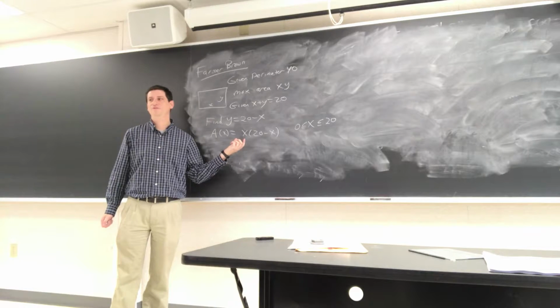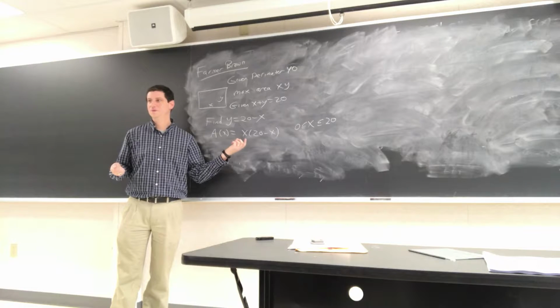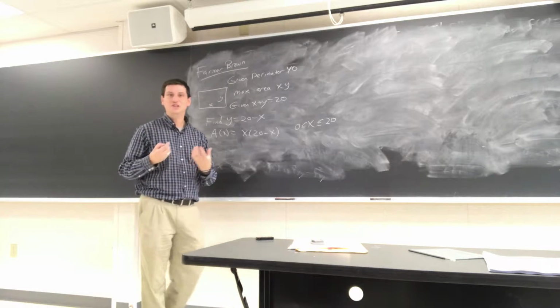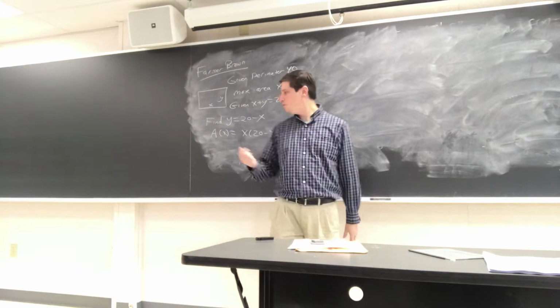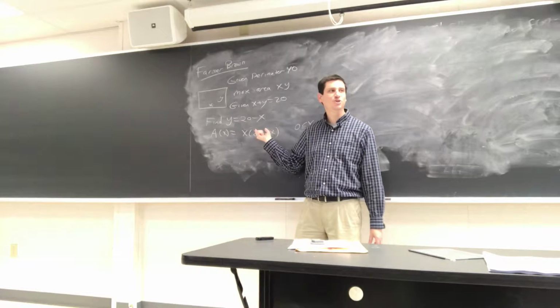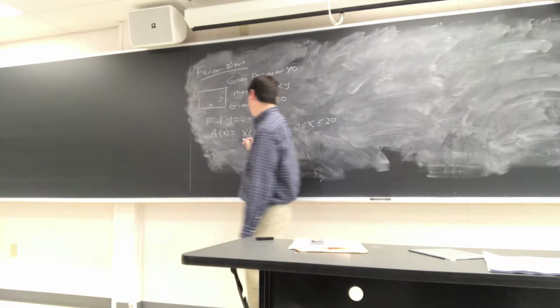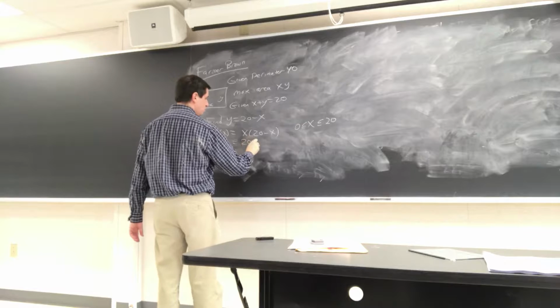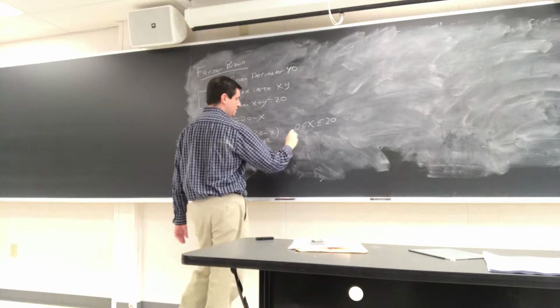So what do we do now? How do we finish this? Expand it. Why expand? To take the derivative. So if we were to take the derivative of this now to find the critical points, we have to use the product rule. If we expand, we get 20x minus x squared.